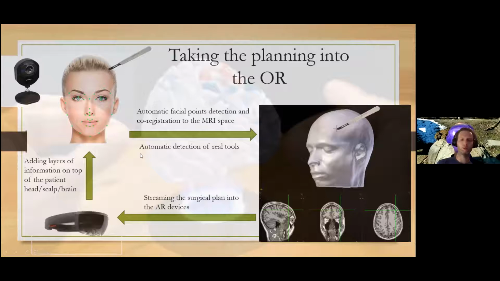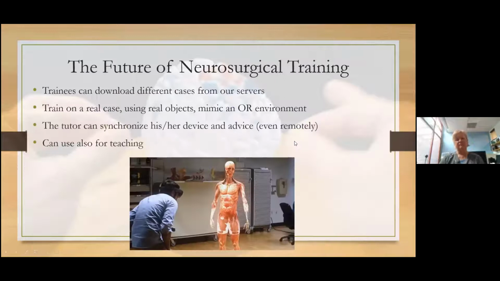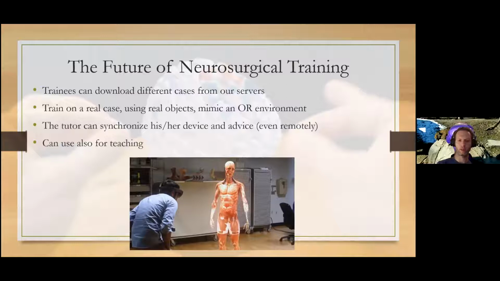So if the patient lies in the OR and she can't move her head, we can identify her facial features automatically and co-register the patient's head to her MRI space and know exactly where the surgeon is putting his scalpel, for example. Or the neurosurgeon will be able to visualize all the rich data sets that he collected in the surgical planning session. And of course, we also want to take it to neurosurgical training, because we think it's a really nice tool, and clinicians will be able to train over holograms and not over corpses, for example.